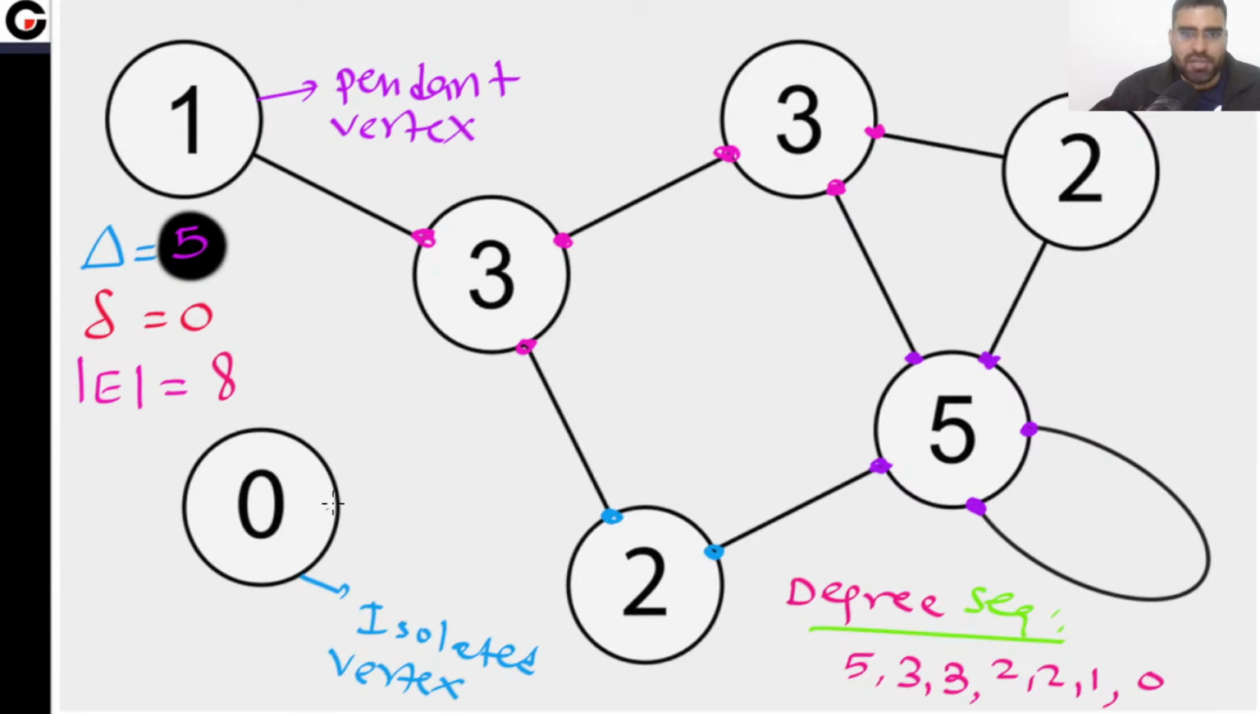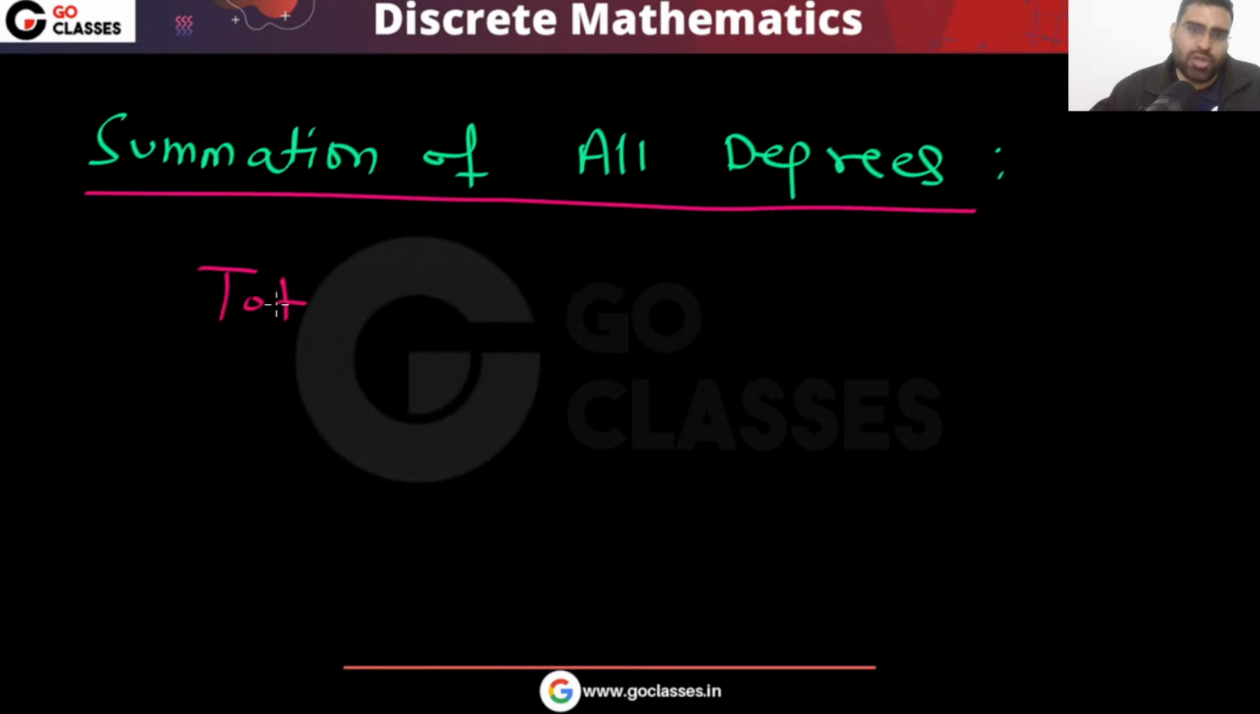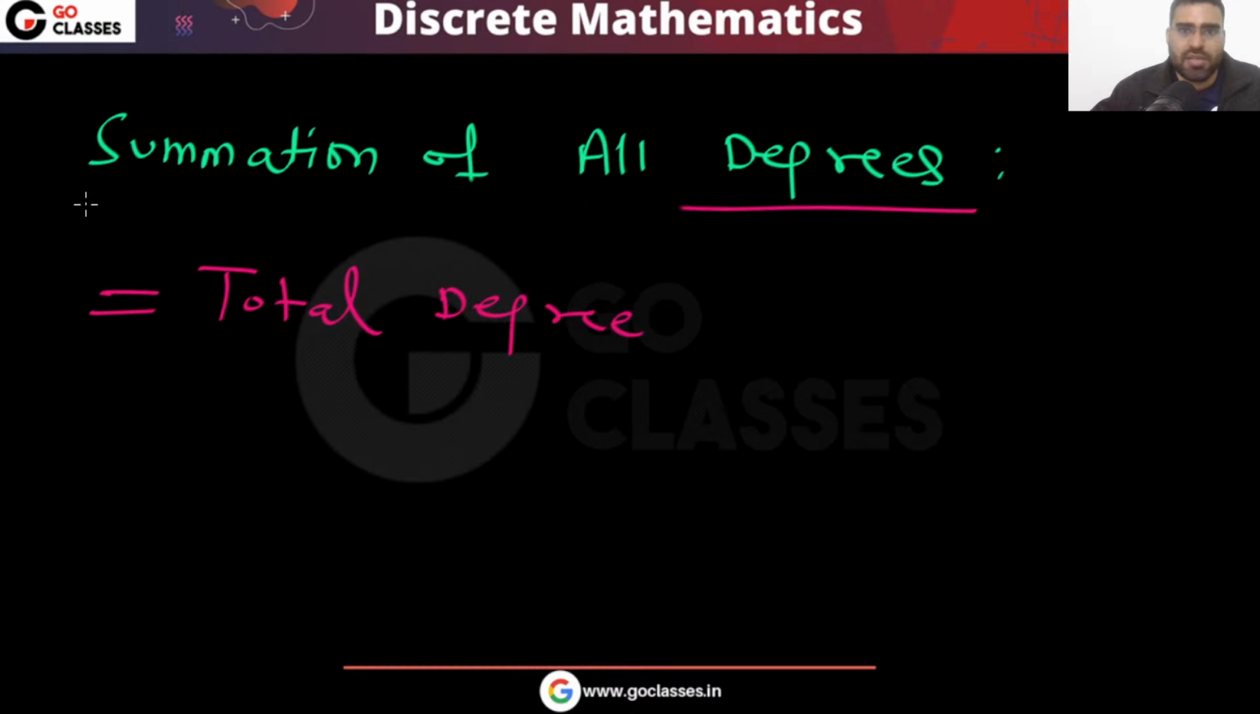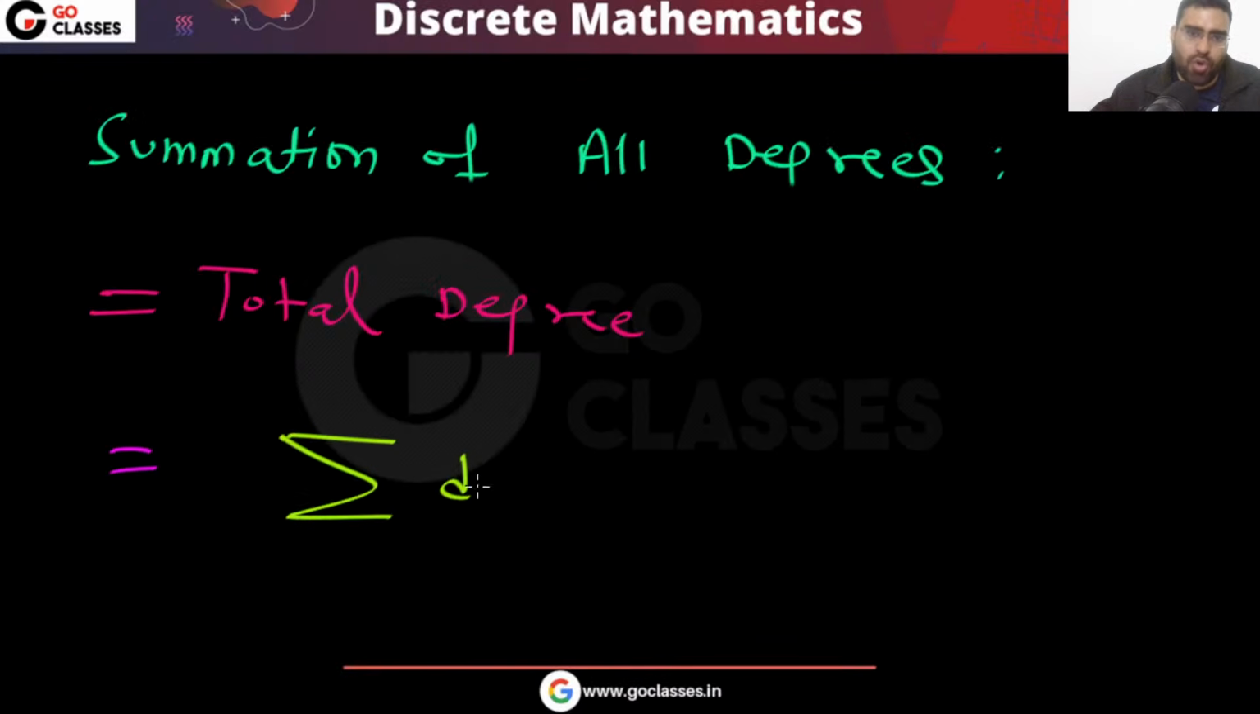Now, what else? Can you tell me what is the summation of all degrees in this graph? That is called total degree. Total degree means just do the summation of all degrees.